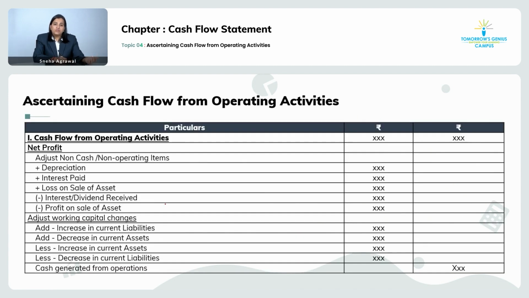Let's check the format for preparing cash flow from the operating activity. So how do we prepare? Firstly, we write particulars, amount and amount. There is no debit column, there is no credit column.